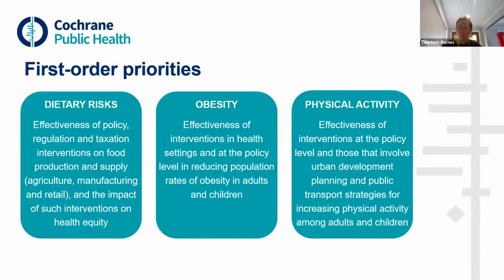Non-communicable disease prevention was identified as the broad priority area for CPH for the 2021 to 2025 period. Specifically, first order priorities were dietary risks, including the effectiveness of policy, regulation, and taxation interventions on food production and supply. Obesity, including the effectiveness of interventions in health settings and at a policy level in reducing population rates of obesity. And physical activity, including the effectiveness of interventions at the policy level and those that involve urban planning and public transport strategies.